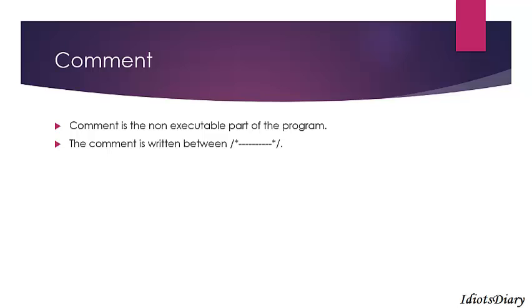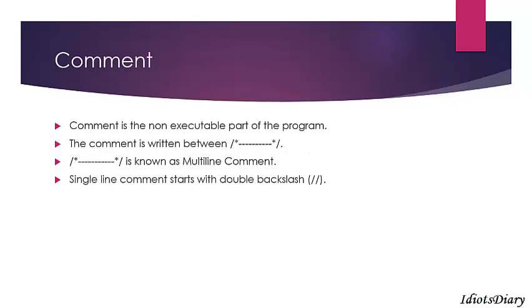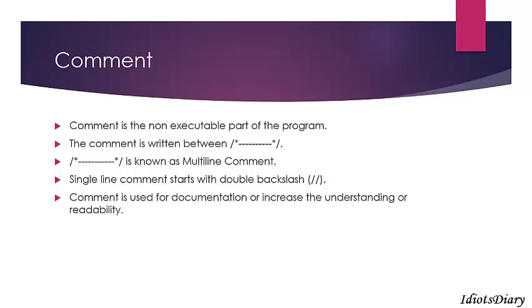First is the multi-line comment. A multi-line comment is written between slash star and star slash, and a single line comment always starts with the double slash and ends with the end of the line. Comments are generally used for documentation and to increase the understanding or readability of your program. Nested comments are not allowed.